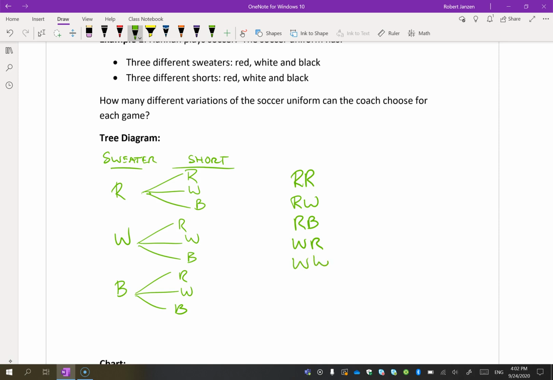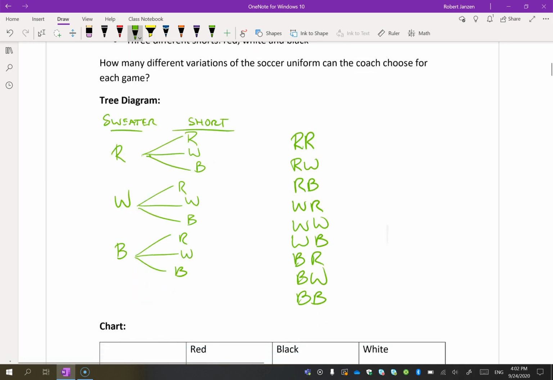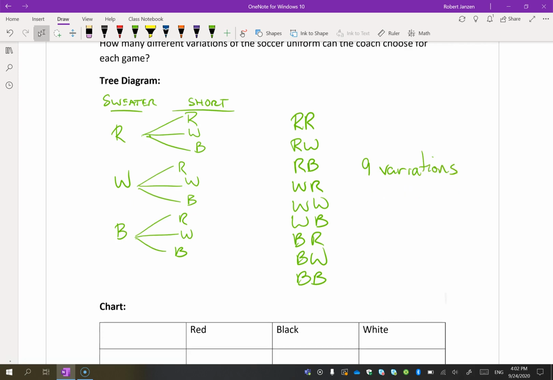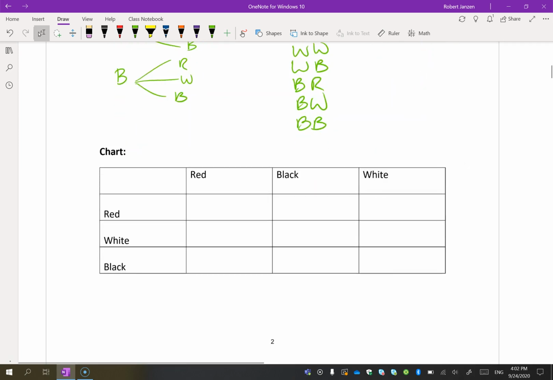Okay, we could have white, white. We could have white, black. We could have black, red, black, white, black, black. There is your sample space. So the question asks how many different variations? There are 9 variations. Okay, so that's using the tree diagram. We could also use a chart, right? So these are, let's say these are the short colors, and these are the sweater colors.